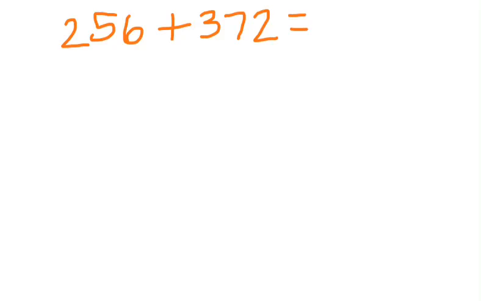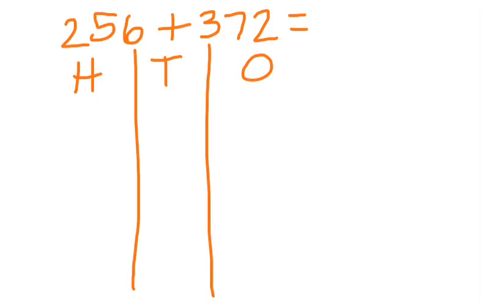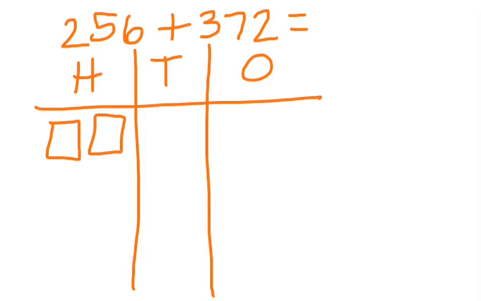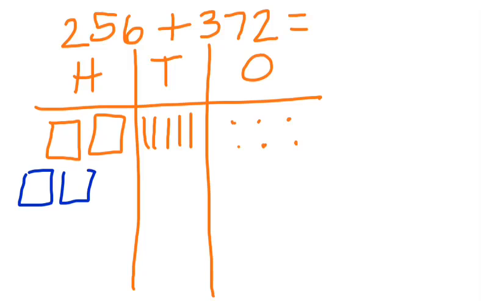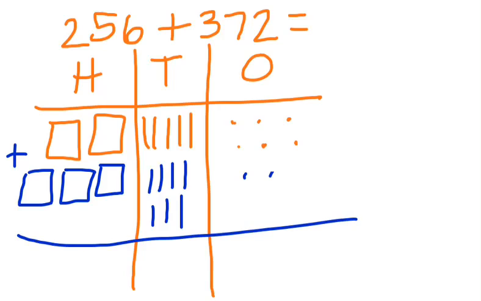And I'm going to build my first number with hundreds, tens, and ones. And so I'm going to make 2 hundreds, 5 tens, and 6 ones. My next number, I'm going to add 3 hundreds, 7 tens, and 2 ones. And then I'm going to add these 2 numbers together.